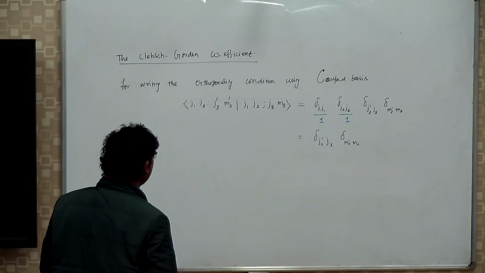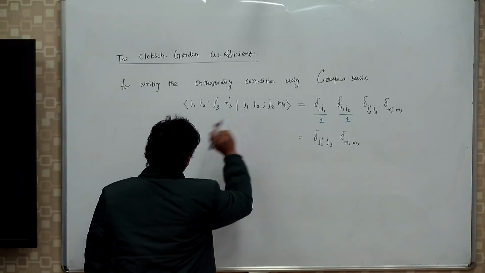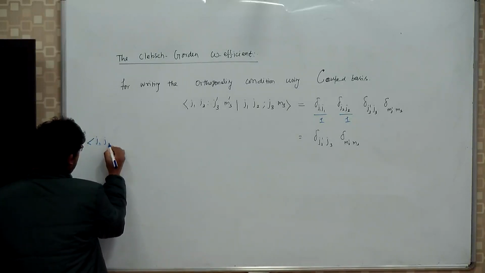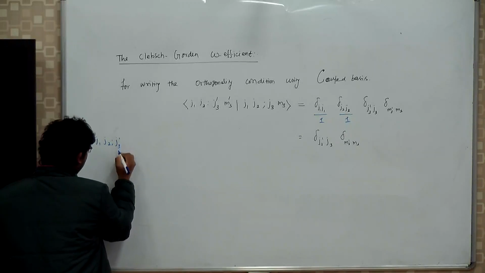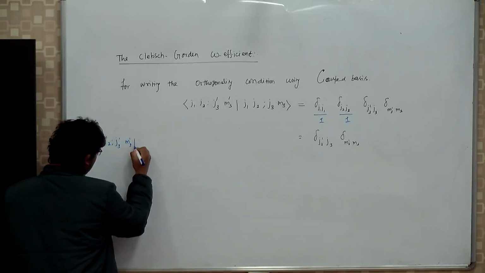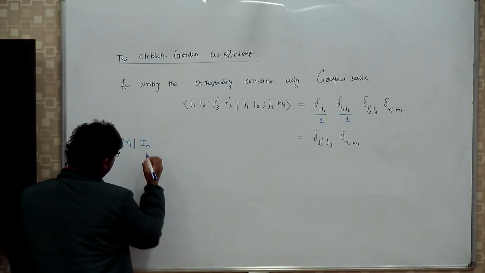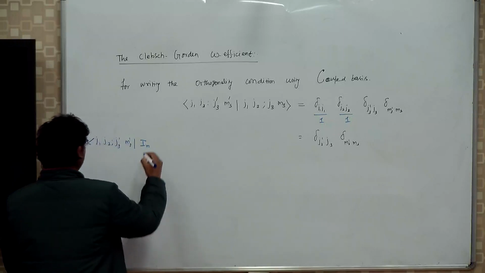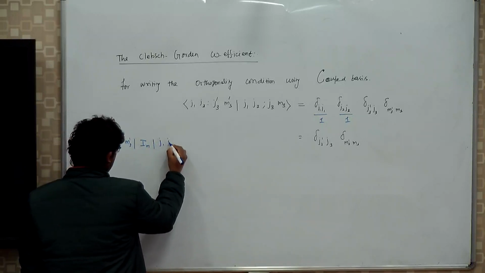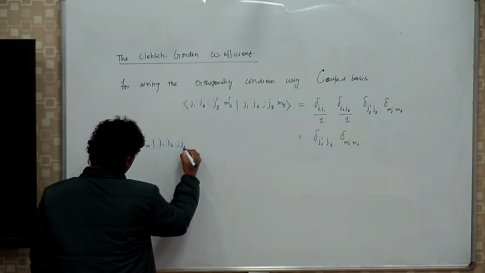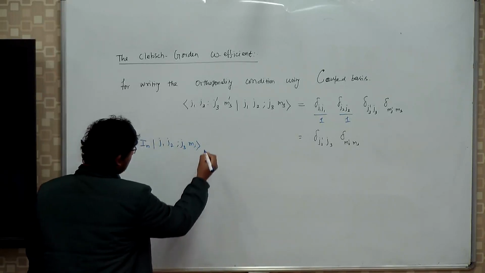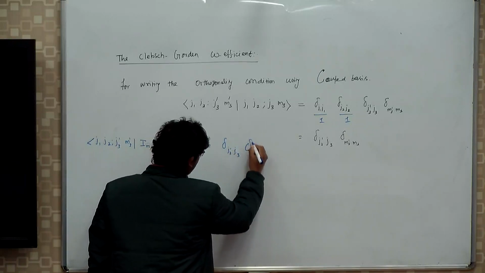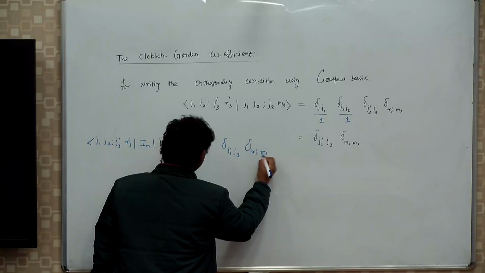Now if you insert the completeness relation in between, how to write it? I am writing <j1 j2 j3' m3'|, and here I am putting the completeness relation because that is nothing but 1. Then <j1 j2 j3' m3'|j1 j2 j3 m3> is equal to delta j3' j3 delta m3' m3.